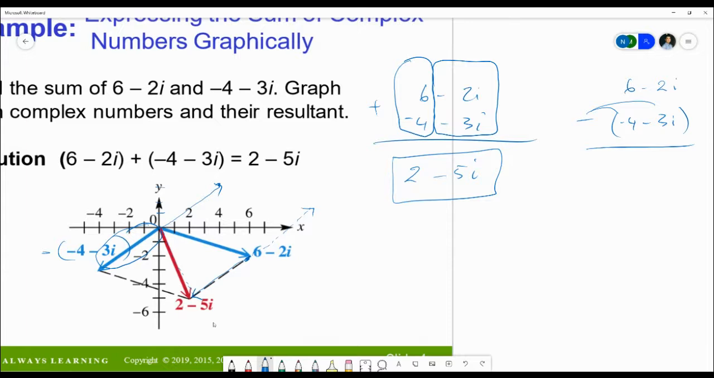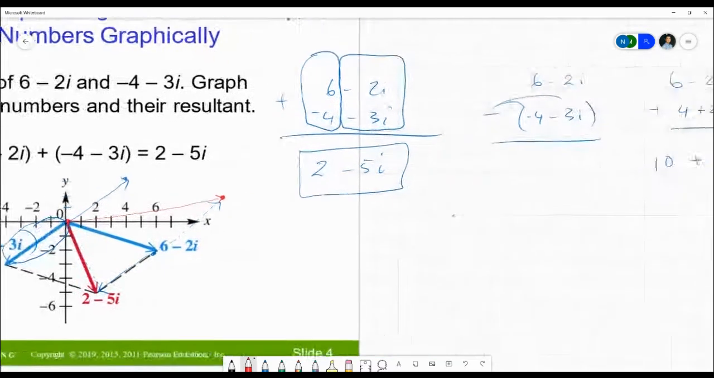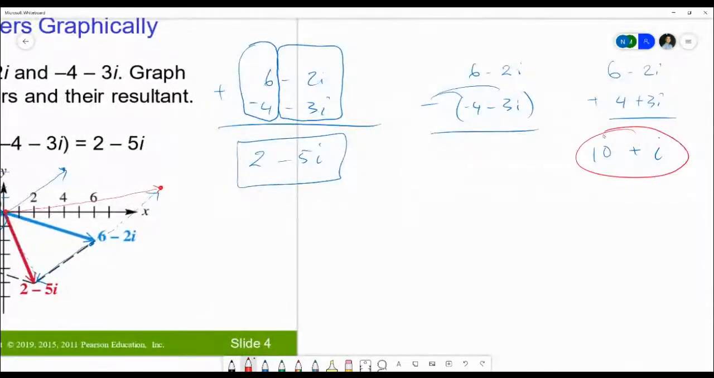And you're going to draw your resultant vector from the tail of one to the head of the other. So this point right here will be the value that we found when we added, which is 10 plus i. Okay, so here's 6, 7, 8, 9, 10, and that's about 1 there. Okay.